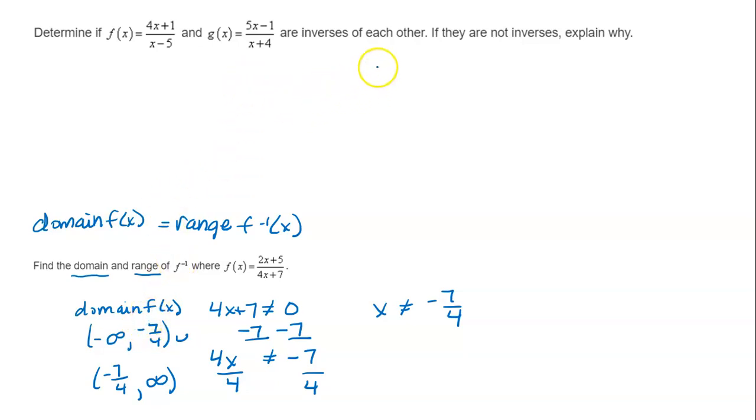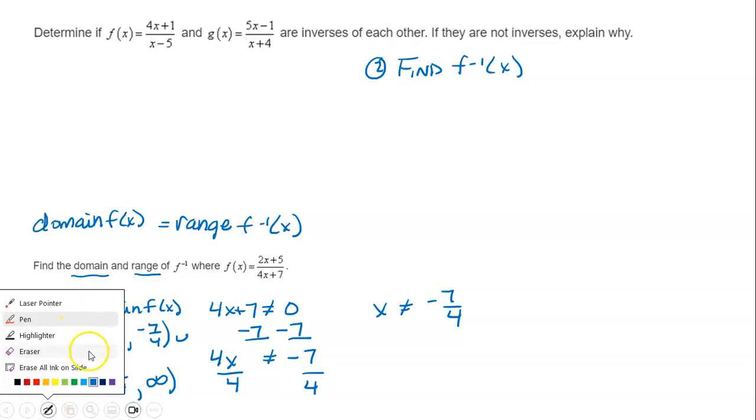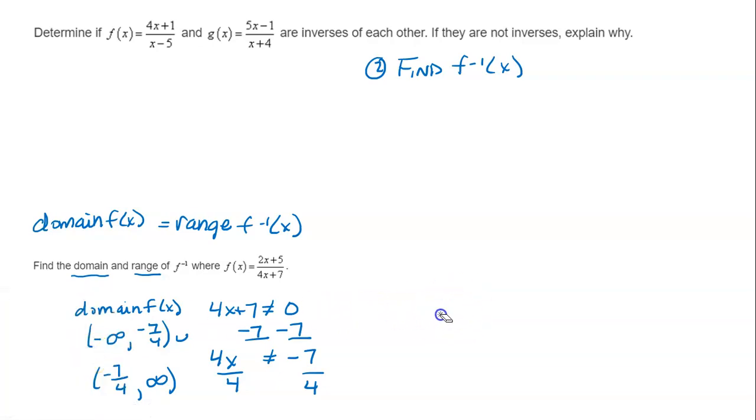Then I have to find the inverse. Okay, I'm going to erase this part right here so I have some more room. And I think I'm going to change pen colors because I'm bored. Okay, so we've got y is equal to 2x plus 5 over 4x plus 7. I'm going to have to switch the x and the y. X is equal to 2y plus 5 over 4y plus 7.